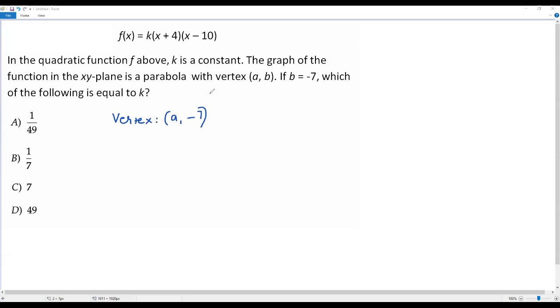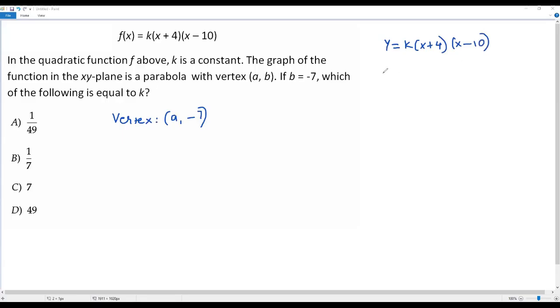Now what I'm going to do is find the two x-intercepts of the parabola. Once I get the two x-intercepts, I can get the average of the two x-intercepts. The average of the two x-intercepts is equal to the x-coordinate of the vertex, that is, the value of a. Now let me get the x-intercepts. Let me consider the given quadratic function. Usually we can consider y for this f of x. Then the function becomes y equals k times (x + 4) times (x - 10).